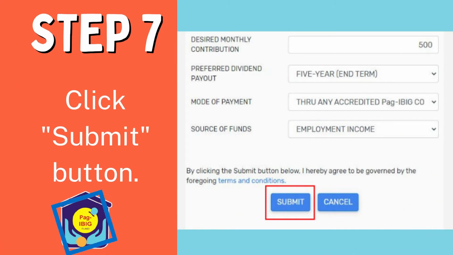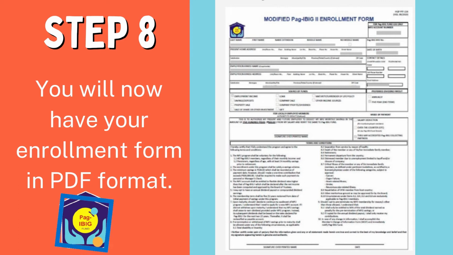Step 7, click Submit button. Pagkatapos mo ma-fill out lahat, you can now click Submit button. Step 8, you will now have your enrollment form in PDF format. If pinili mo ay salary deduction, need mo mag-submit ng printed copy nito sa HR department ninyo. For other modes, pwede kang mag-keep lang ng copy nito or take note of your Pag-IBIG MP2 account number.